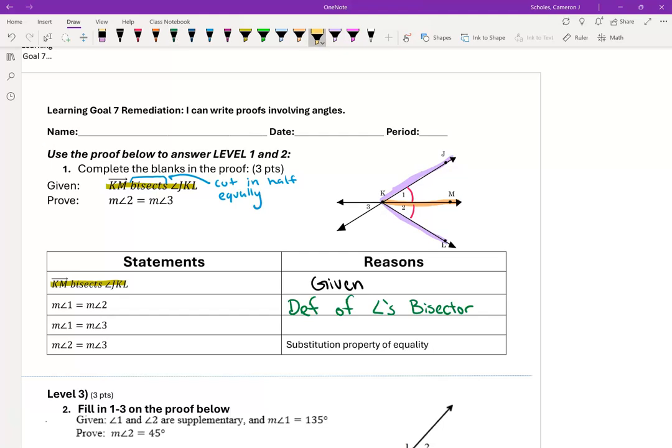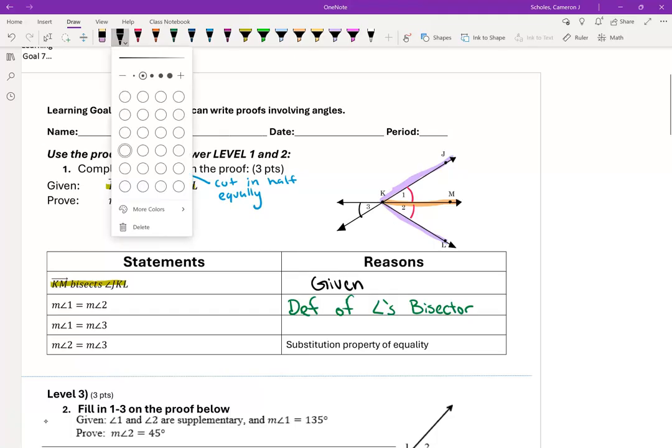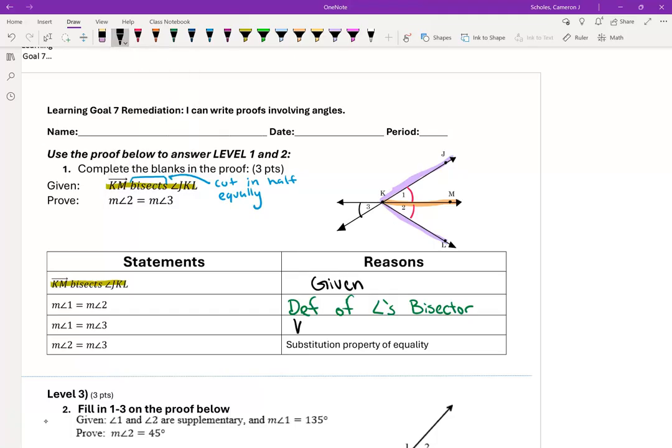Now, the way that we learned about angle 1 and angle 2 is their relationship. They have a relation of vertical angles. Because angle 1 is vertical to angle 3, that means that these two are equal. So 1 and 3 are equal, and that is the vertical angle theorem.